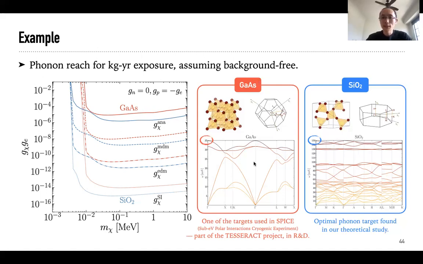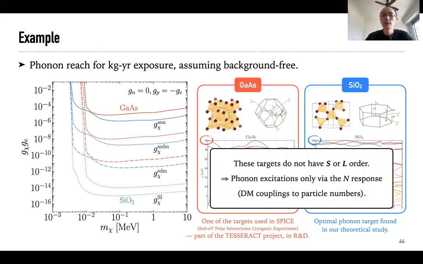So gallium arsenide is one of the targets used in the SPICE experiment, which is part of the Tesseract project, as I mentioned before. Quartz, even after correcting for this small error, we still find it to be one of the best targets. So this is something we would recommend for future experiments, especially because it can also be synthesized relatively easily compared to some of the other materials we considered.